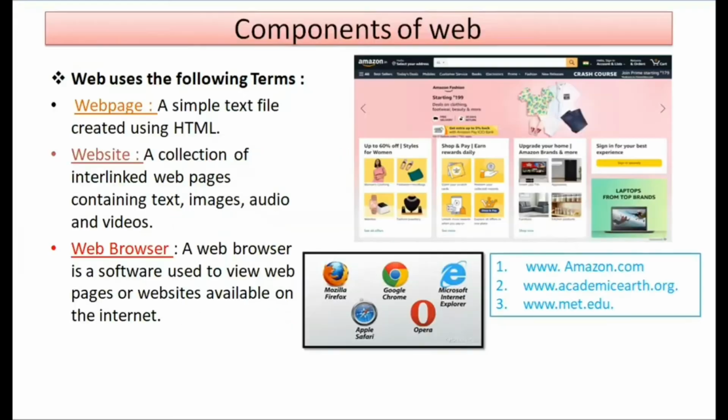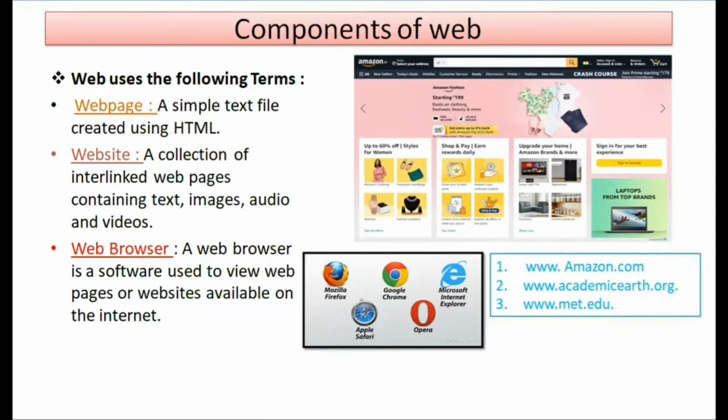Let's quickly move to the next topic, that is component of web. Web consists of web pages, website, web browser. So web page is what? A simple text file created using HTML. Okay. And website is what? A collection of interlinked web pages containing text, images, audio, and video. So here we can see Amazon.com, academy.org, www.met.edu. All these are what? Websites. Whereas about page, login page, privacy page, contact page, all these are what?